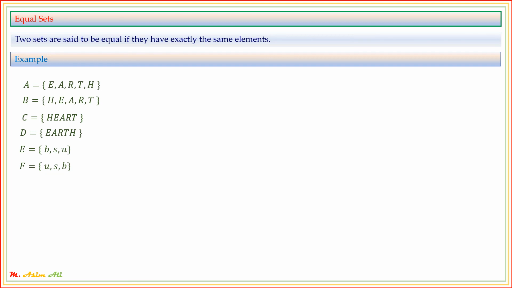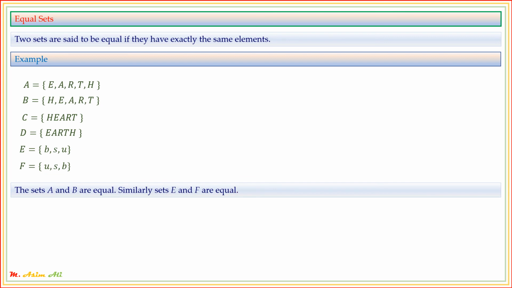Set E has 3 elements, B, S, U. Set F has U, S, B. So you can identify which two sets are equal. We can easily see that sets A and B are equal and sets E and F are equal. C and D are not equal, although they contain one element, but their elements are different. C contains heart and D contains earth. So they are different, although they contain one element. So only sets A and B are equal, and sets E and F are equal to each other.